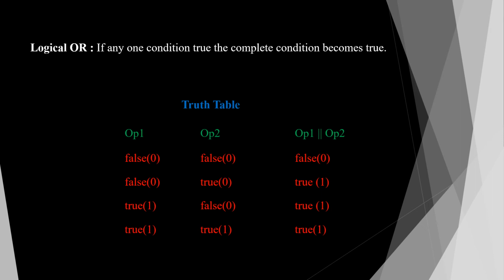Second is the logical OR operation. Here, if any one of the conditions is true, the complete condition becomes true. Here is a truth table: operand 1, operand 2, and operand 1 pipeline symbol operand 2. When both the operands are false, the result will be false. Otherwise, the result is true, because the logical OR is also called logical addition. If any one condition is true, the complete condition becomes true. This truth table represents the logical OR, that is, the logical addition operation.